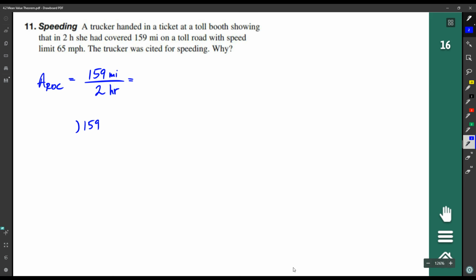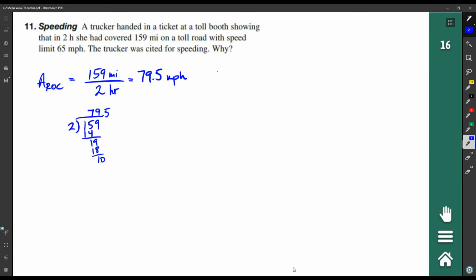And this is going to be equal to a rate in miles per hour. Let's quickly do that since it's a pretty easy division problem. So that's going to be a 14 here and a 19 there, and then 2 times 9 is going to give us an 18 here with a 1 there. So we've got 79.5 miles per hour. So her average rate of change over that period was 79.5 miles per hour with a speed limit of 65 miles per hour. The trucker was cited for speeding.